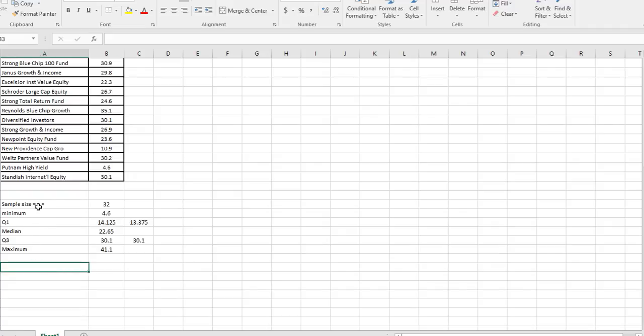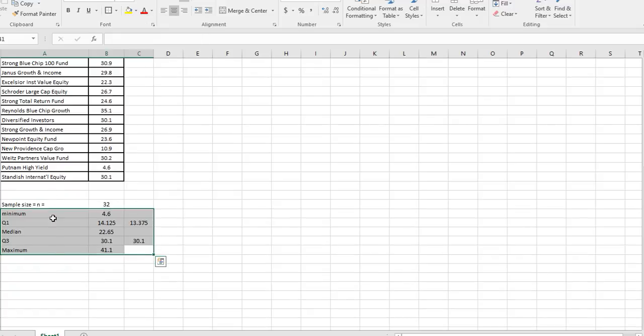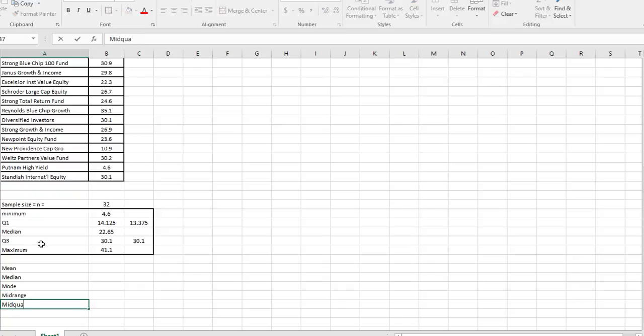So this is measures of size. Then we have the measures of relative standing, the quartiles here. And then for measures of central tendency, we have the mean, the median, the mode, the mid-range, and the mid-quartile. The median we already computed, so that's the same as there. It's also a measure of central tendency as well as a measure of relative standing.